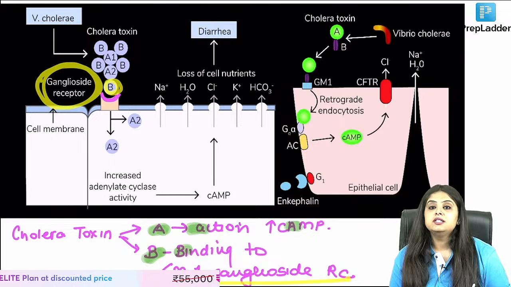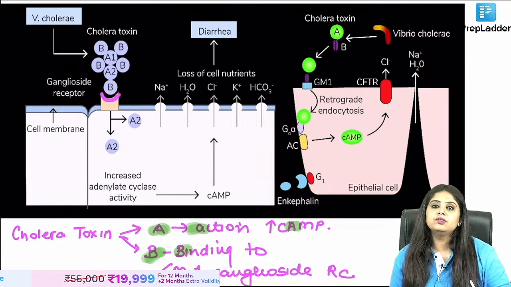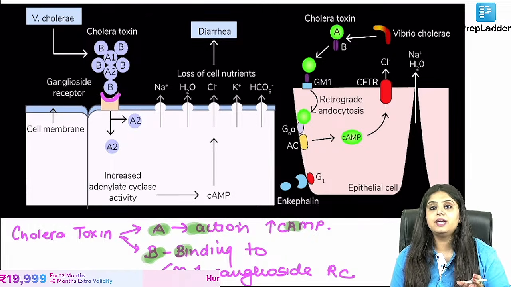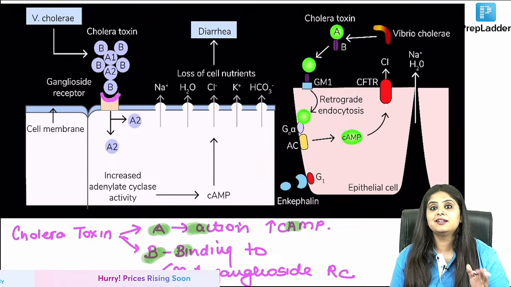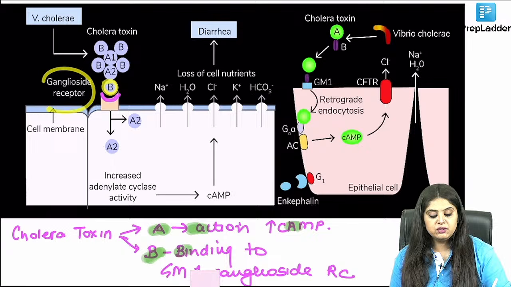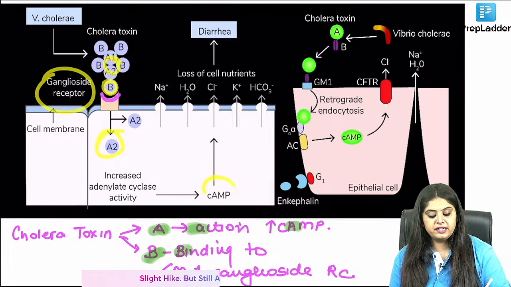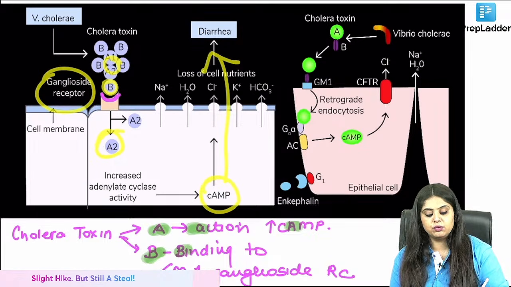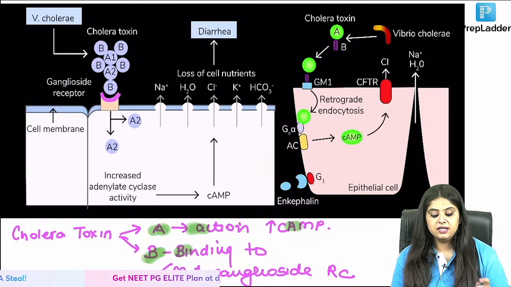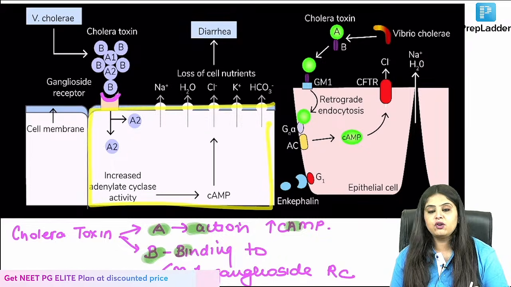It will bind to GM1 ganglioside. This is their most expected question. Don't take it lightly. Every year they are giving it again and again. So the B part will bind to GM1 ganglioside. The A part will come inside and increase cyclic AMP, and then that rice water stool is going to happen. Up to here it is fine. But then only one cell cannot be affected, na?